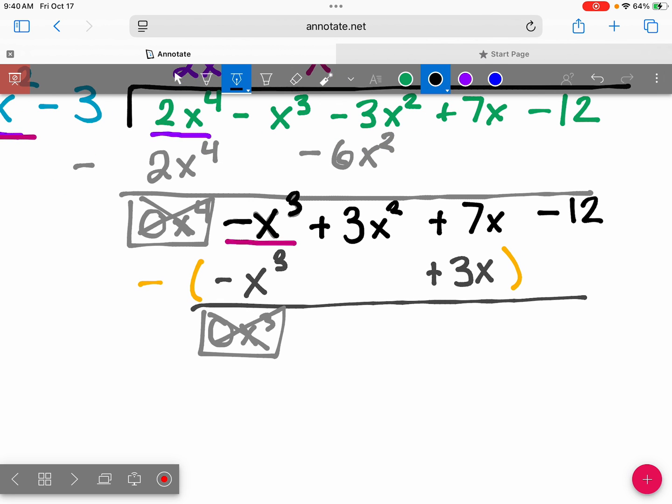And then we're going to have our 3x squared minus nothing, which is just going to be our 3x squared. We have our 7x minus 3x plus 4x minus 12 minus nothing, minus 12. Is our degree here smaller than that? No. One more time. This one takes 3 rounds. So we get to do that one more time.